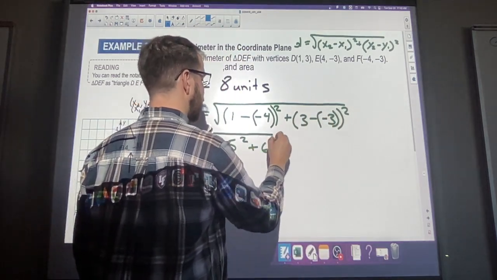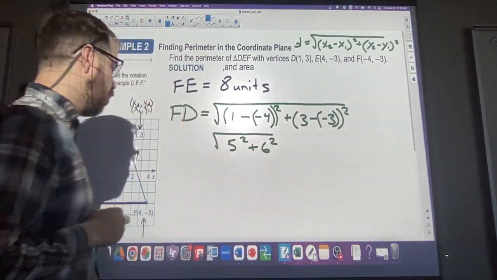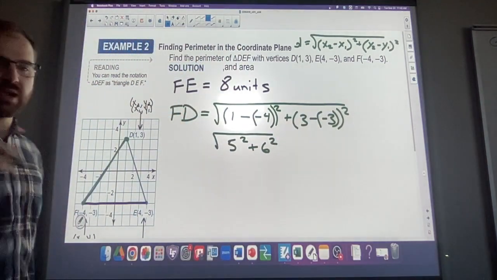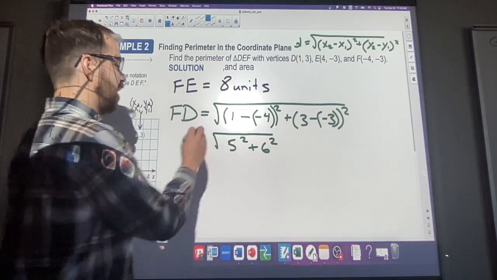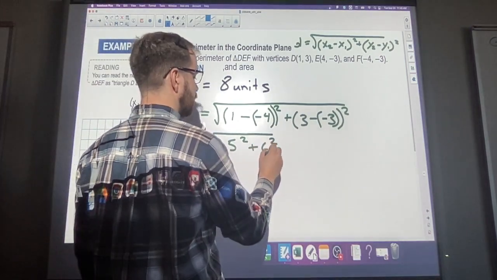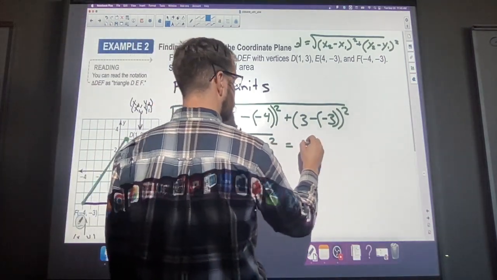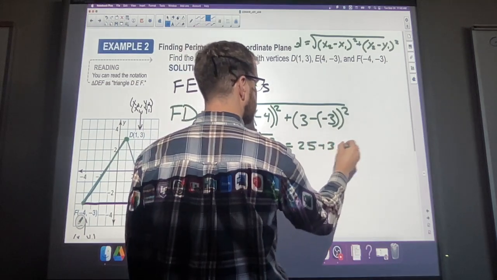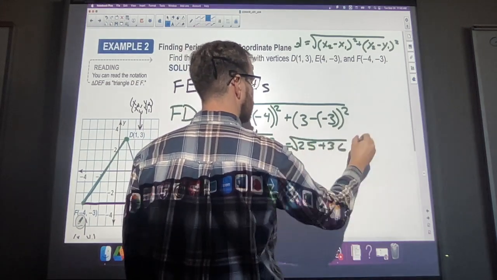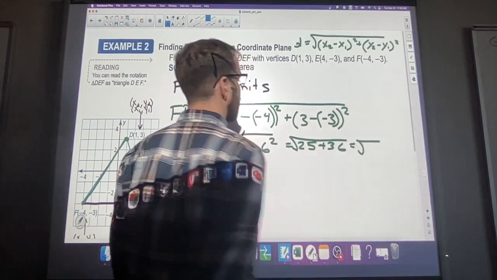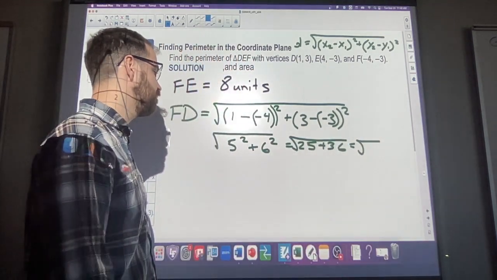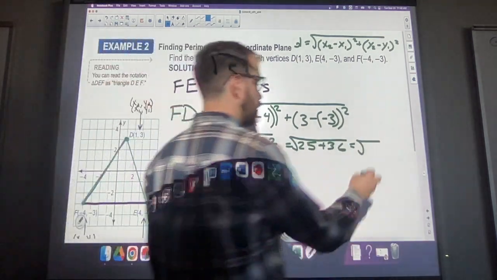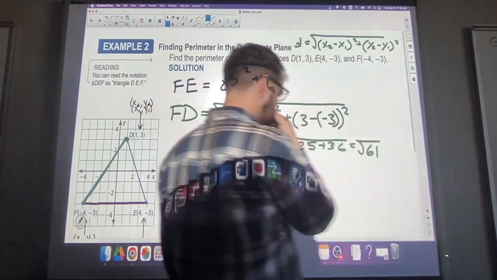So it'll be 5 squared plus 6 squared. Well, we can do that. We'll need a calculator here in a second, so I'll run and grab one. But 5 squared is 25, and 6 squared is 36. So we got 25 plus 36 all under square root. We add those together, and we get, what do we get? 61, square root of 61.